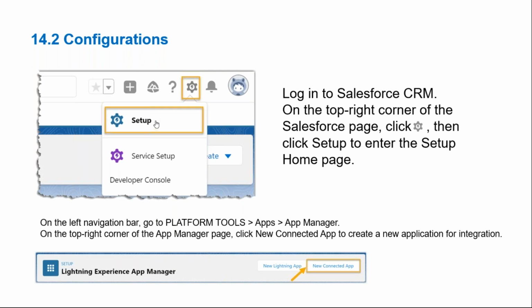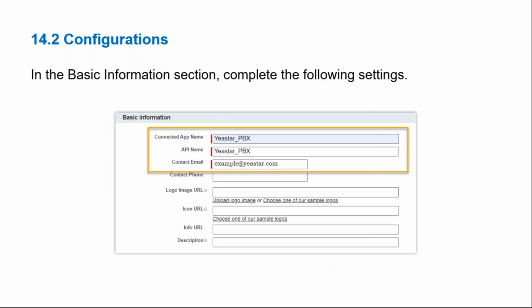So if you try to use the integration with Salesforce, then you're supposed to jump into your Salesforce, click on Setup, and click on this New Connected App. It will be a little bit tricky here, a few more steps. You're supposed to enter a few parameters, like app name. We can probably name it Yeastar PBX, whatever. Drop the contact email address there.